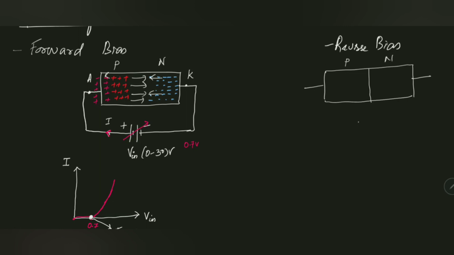Now I'm going to reverse my terminals. I reverse my battery so that I connect my anode to the negative of the battery, and the cathode is connected to the positive of the battery. So this is my cathode, and this is the anode, so it is connected. So the negative you have now reversed.